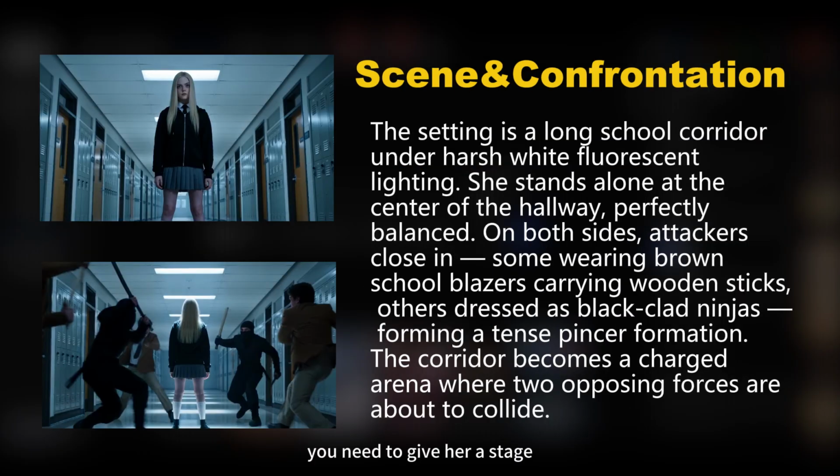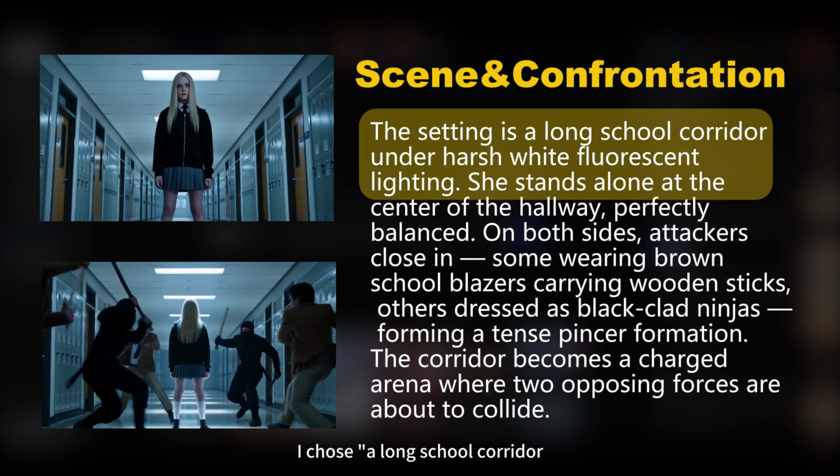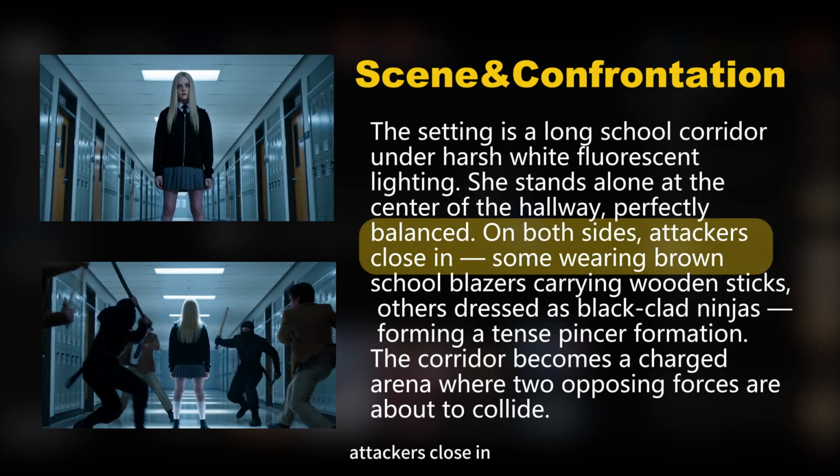With a character, you need to give her a stage. I chose a long school corridor under harsh white fluorescent lighting. Plus, long corridors give the camera natural depth, allowing flying shots to have space. That cold fluorescent light immediately sets a suffocating tone. Most importantly, I added one sentence to the prompt. On both sides, attackers close in, forming a tense pincer formation. This directly tells the AI, distribute the bad guys evenly on both sides of the frame. Pin the protagonist alone in the center. See, good scene description will naturally frame the shot by itself.